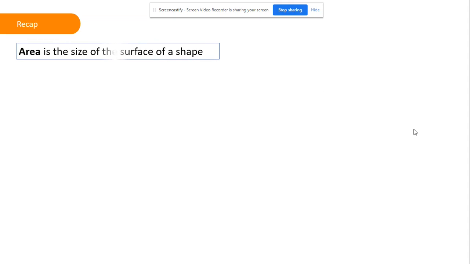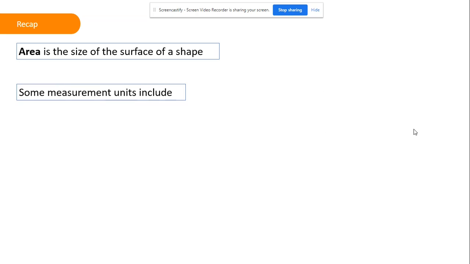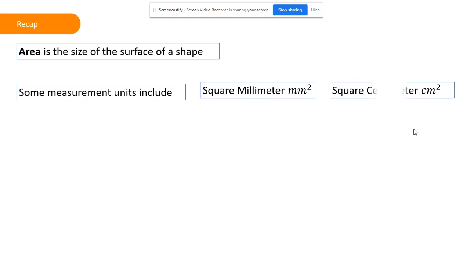So to recap what we have learned in this lesson, area is the size of the surface of a shape. Some measurement units include square millimeters, mm squared, square centimeters, cm squared, square meters, m squared. You should see if you can find some other measurements for the units. Some other units of measurement that are used in the real world.